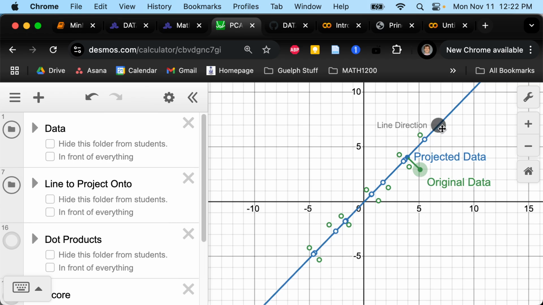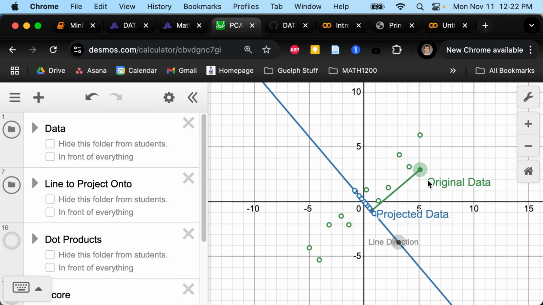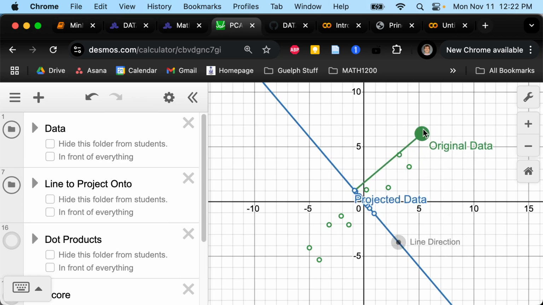On the other hand, if you do it the other way, right? If you do it this way, this point over here, which is way up there, and this point over here, which is way down here, they look like almost the same point.